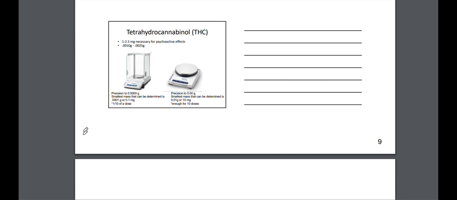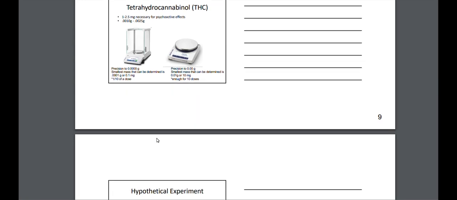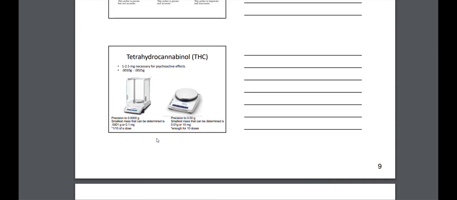Because this will give you a measurement that has a high precision and also does not really cause, for example, a high dose. So if you're trying to design a medication, obviously you don't want to use this balance because you could be manufacturing a medication that has a high dose of THC. Okay.